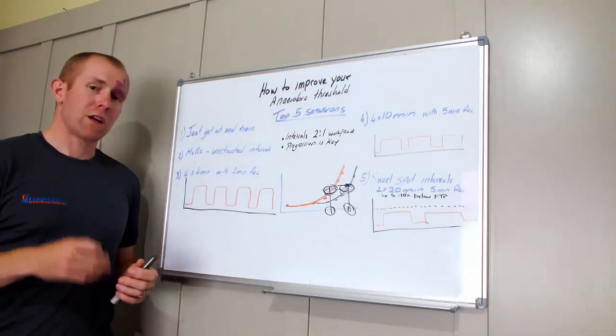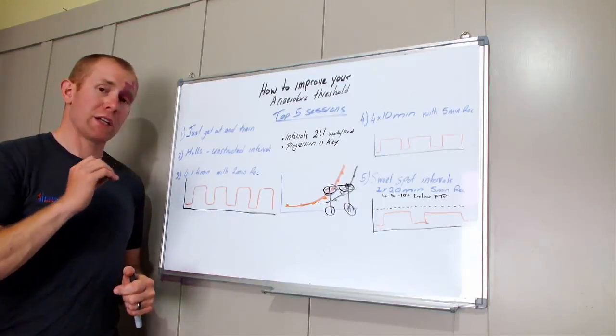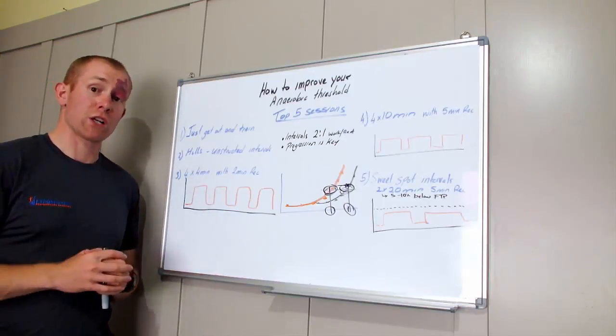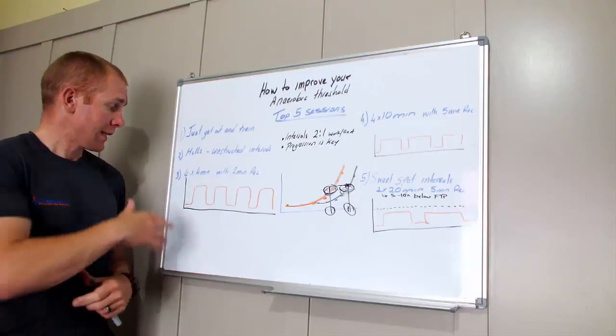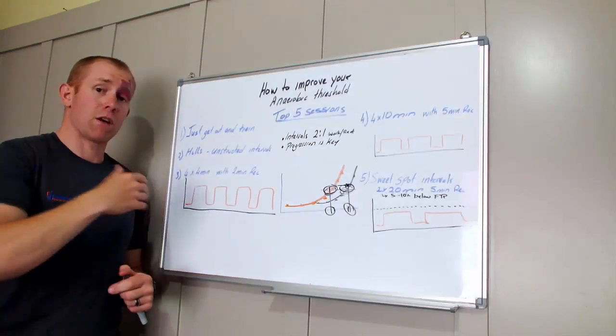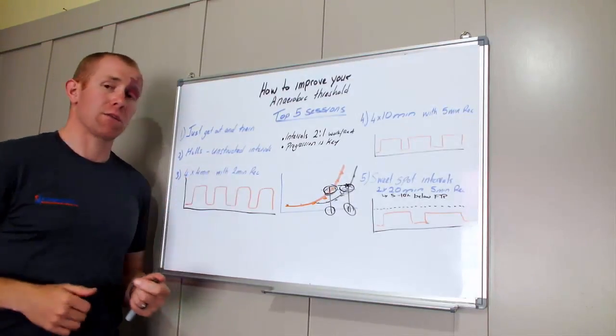The third session that I really like is a really good introductory session to structured interval training for anaerobic threshold. What we've got is 4 reps of 4 minutes with 2 minutes of recovery.